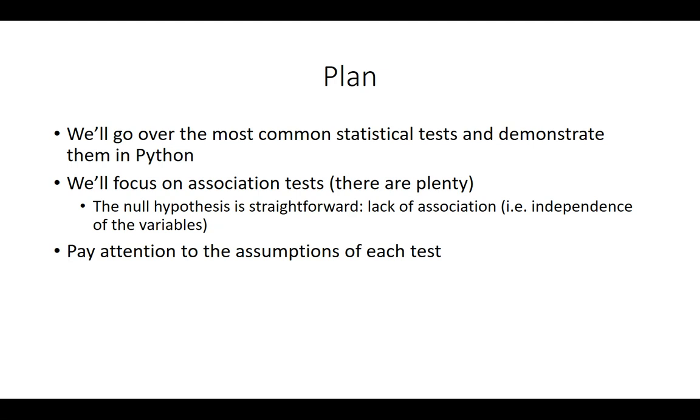OK, so the plan for the rest of this lesson is we'll go over the most common statistical tests, and we're going to demonstrate them in Python. We're mostly going to focus on association tests, which are the most common kinds of tests we typically use. They're also very straightforward in the formalization of the null hypothesis, because you can simply define it as the lack of association. So if we do an association test, the null hypothesis would be that there is independence of the variables that we want to test.